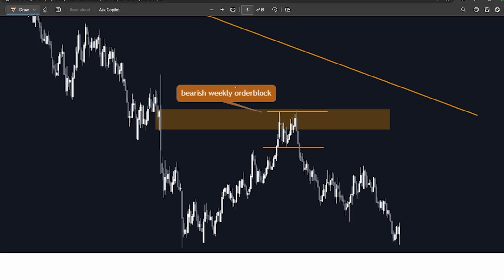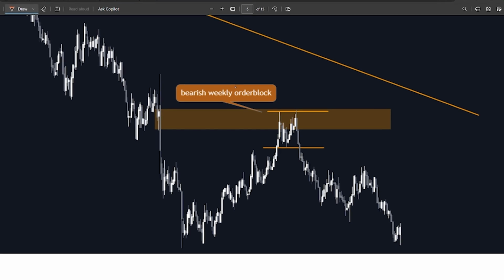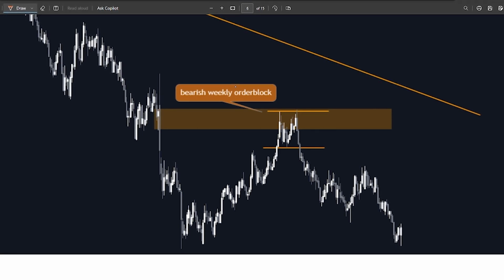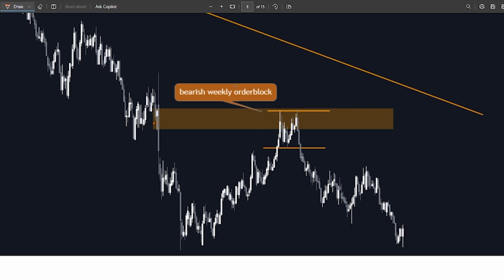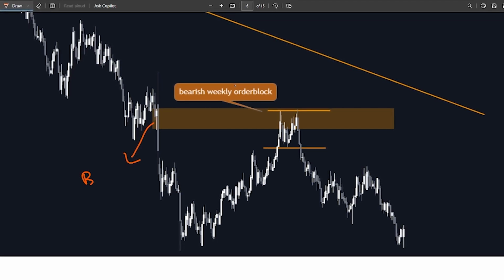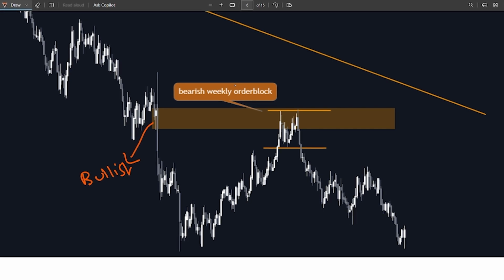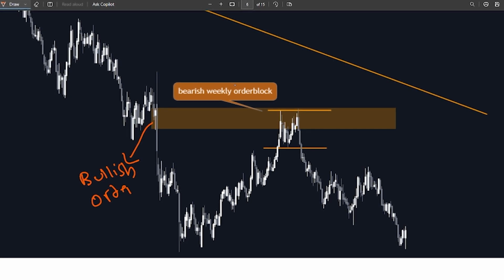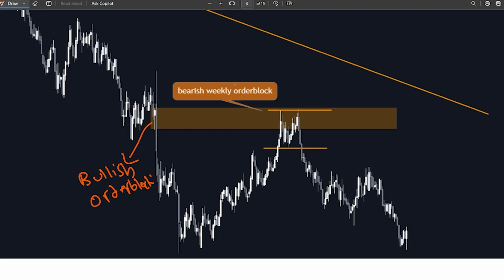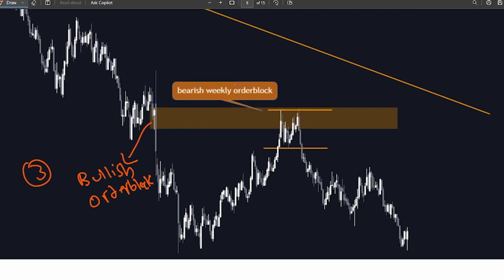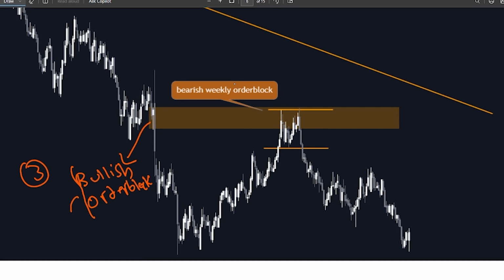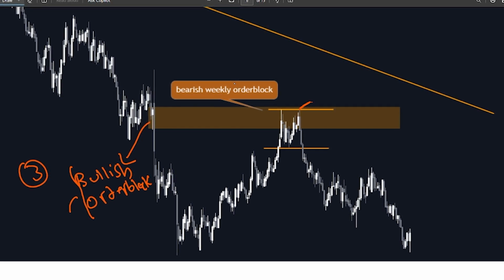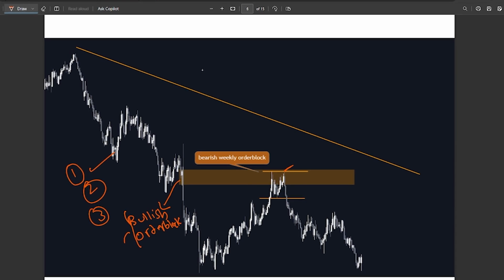So let's look at the chart as to what we mean by the third condition. There must be a higher time frame PD array below or above the weekly highs. You can see this is a bullish order block and this is on the weekly time frame. So our third condition is also satisfied because the bullish order block is a weekly PD array on the higher time frame which is tagged by this weekly high. So all three of our conditions are fulfilled.